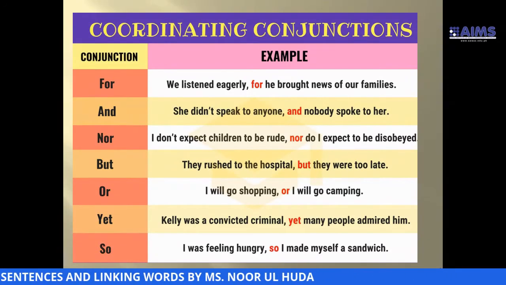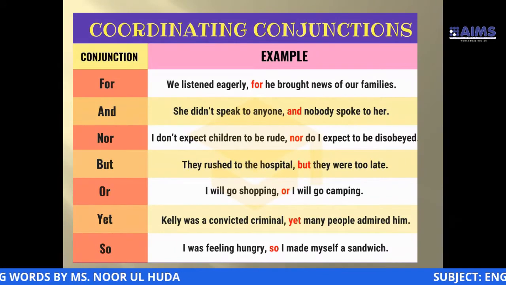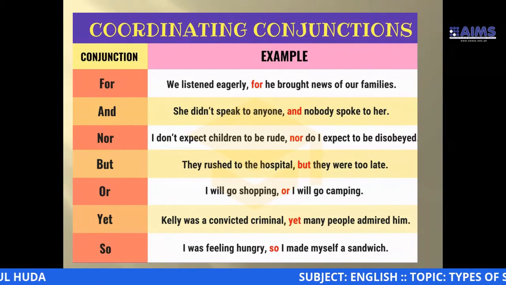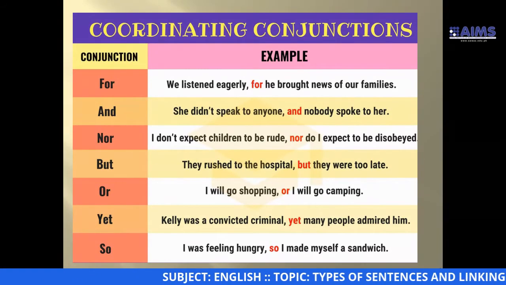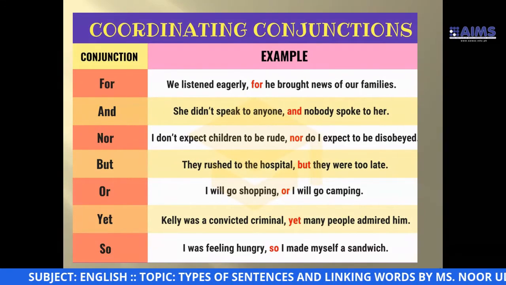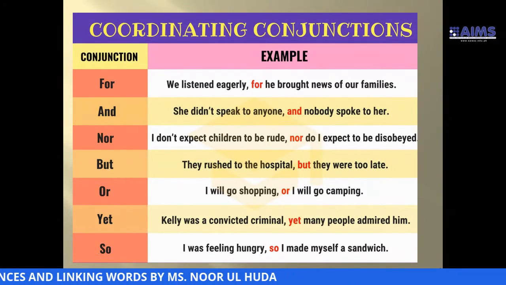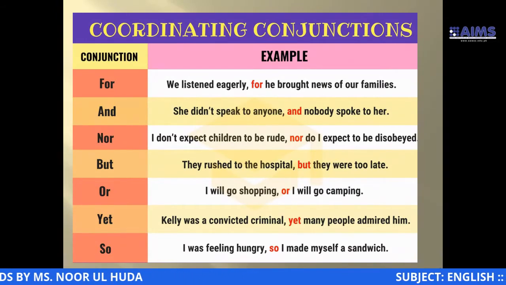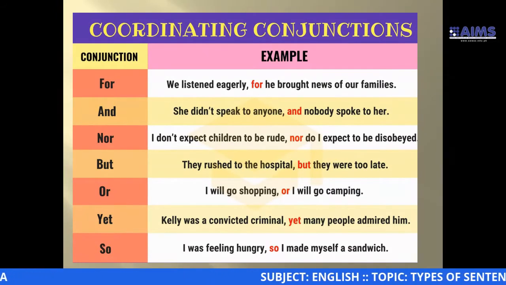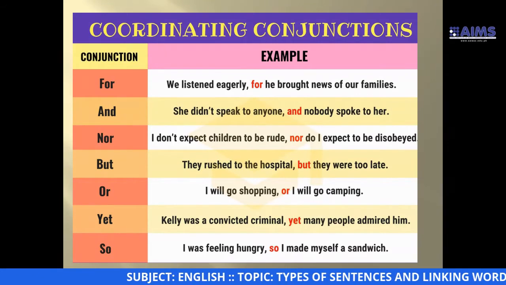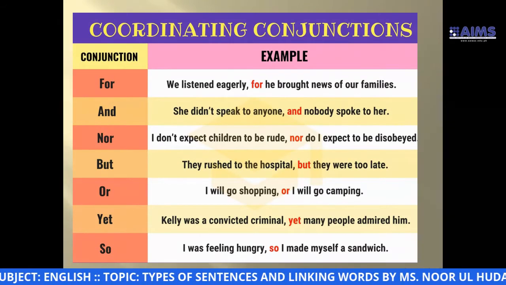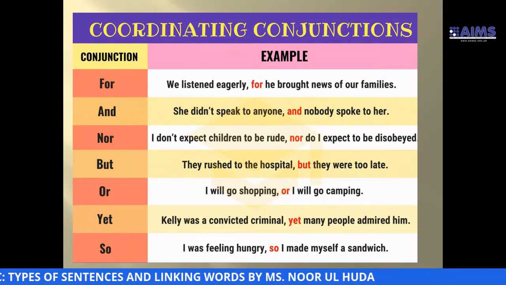Now, she didn't speak to anyone, and nobody spoke to her. "Nobody spoke to her" is an independent clause. "She didn't speak to anyone" is also an independent clause. And now we are combining them by putting "and" here. But you can see that with every coordinating conjunction, we have put a comma before it. So you need to take care of it while writing.